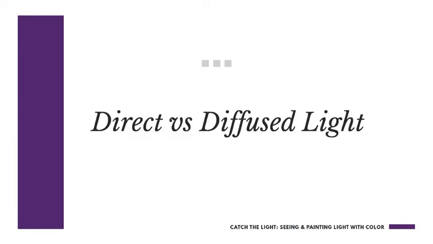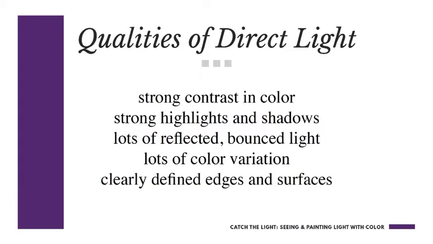So, what's the difference between direct light and diffused light? Direct light, what we've worked with so far, is strong in contrast in its color. So it means there's strong contrast between value, hue, intensity, and temperature, all four aspects of color. There are strong highlights, very light values and colors, and strong shadows. There's lots of reflected, bounced light. And think about what that means.